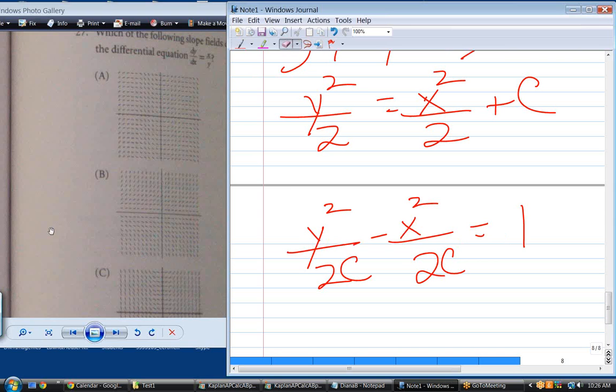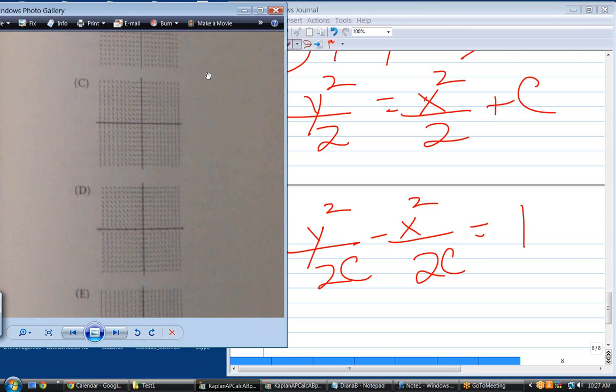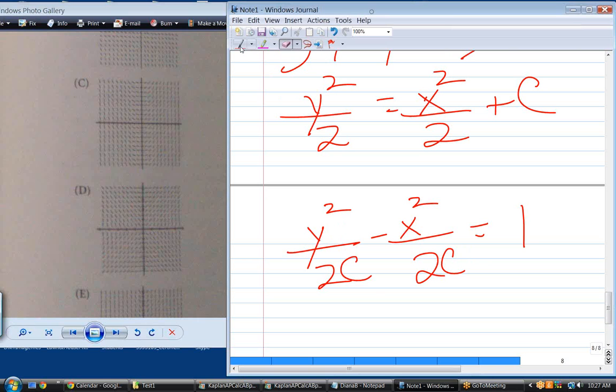So now we need to look at our slope fields to figure out what looks like a hyperbola. And in fact, it's a vertical hyperbola because you have x squared being subtracted from y squared. So what we're really kind of looking for in the slope field is something that's going to look like this. And that is D. Okay?